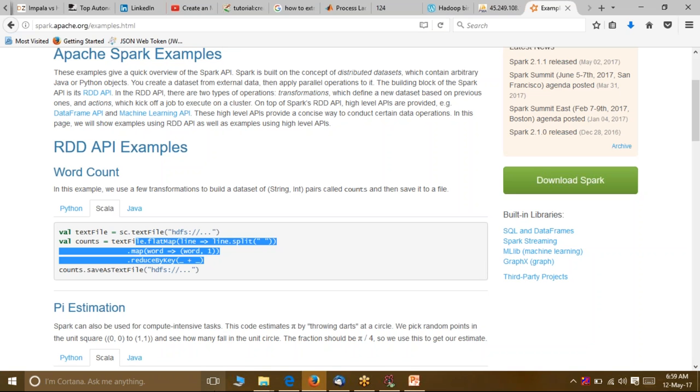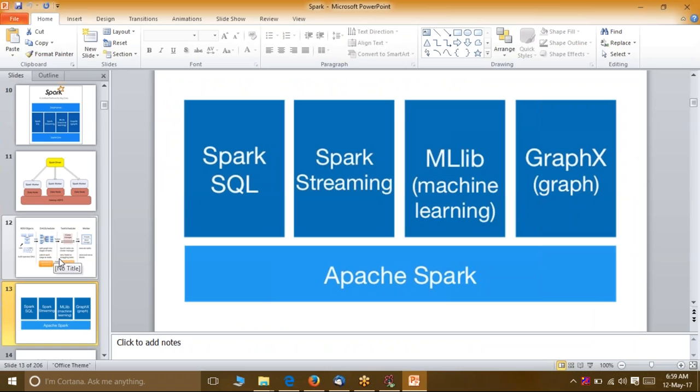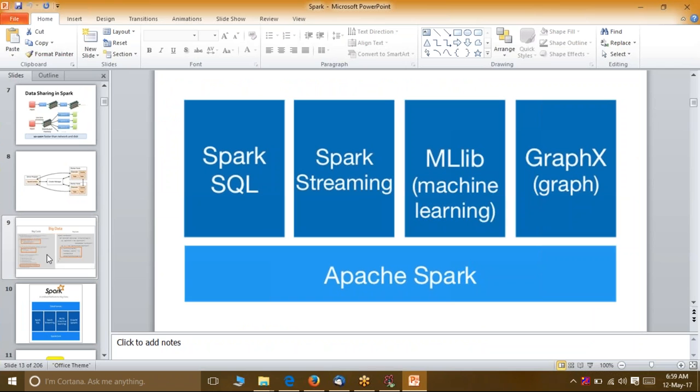Now the beauty part here is your entire Spark works with the concept of RDD, Resilient Distributed Dataset concept, RDD. This is actually a research project by a team which they developed as part of their research work.